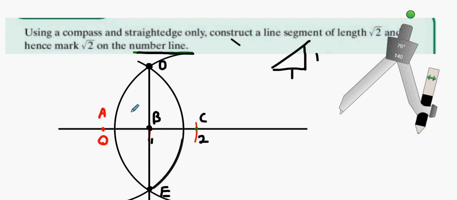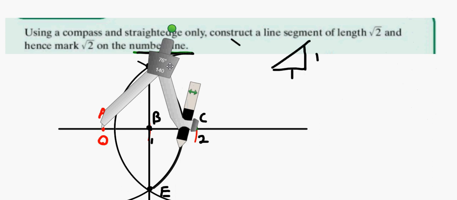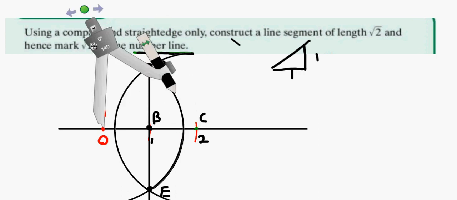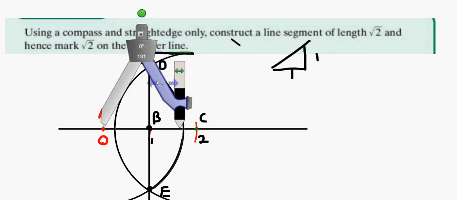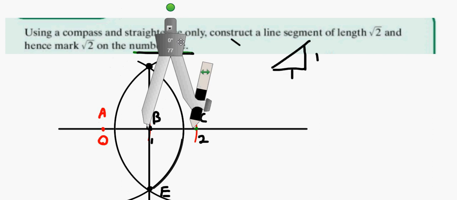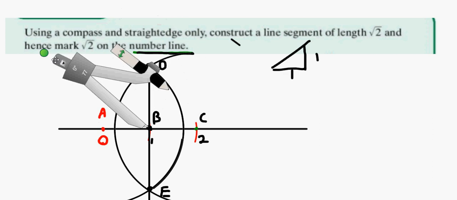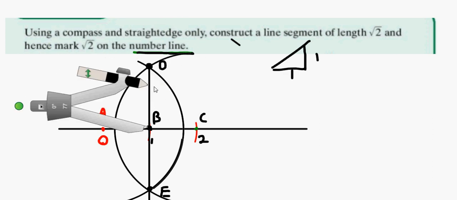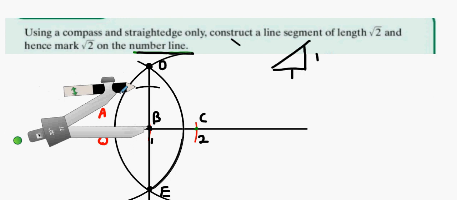Okay. How can I get another length of 1 above B? What could I do there? Anybody have any ideas? Just measure the length of A to B. Go over to B. Now what happens when B intercepts it? How long will that be? Everybody happy that's the length of 1?